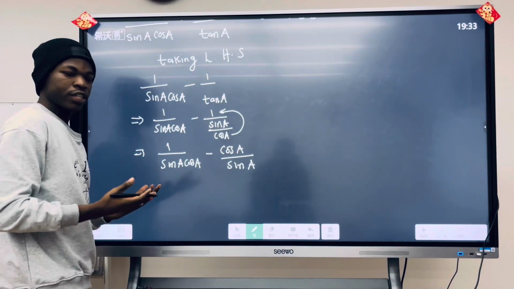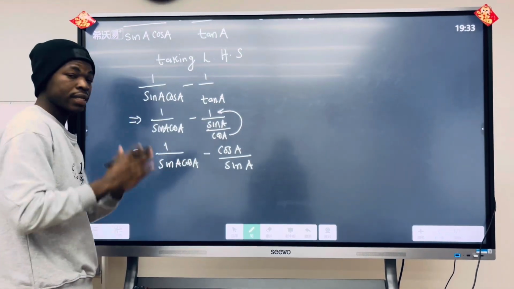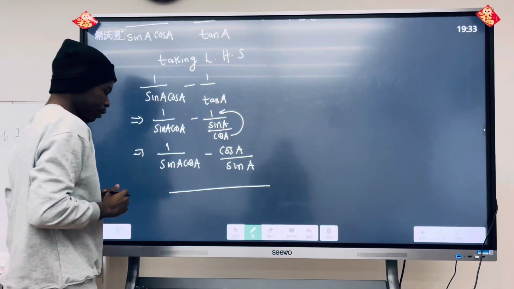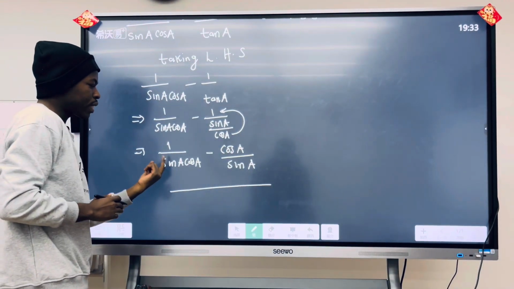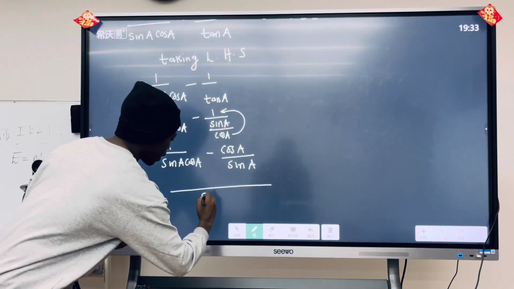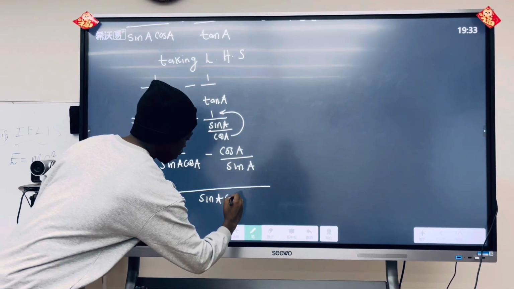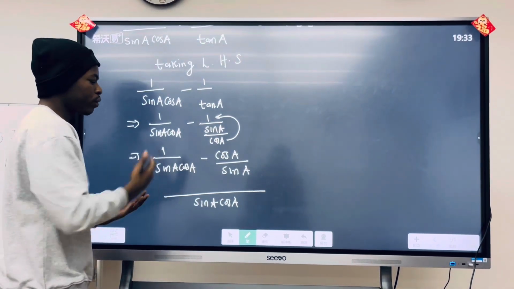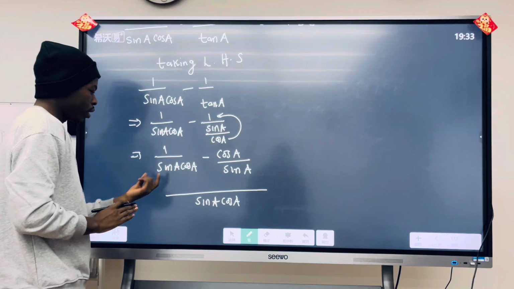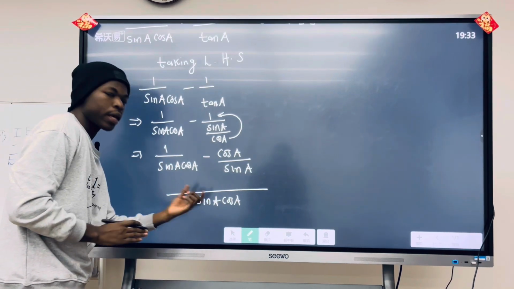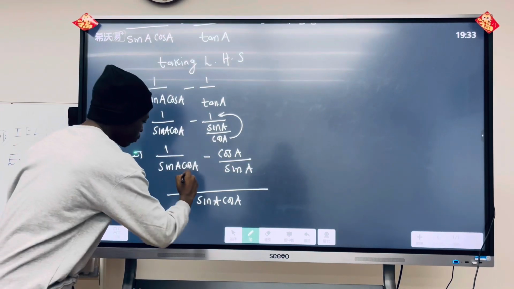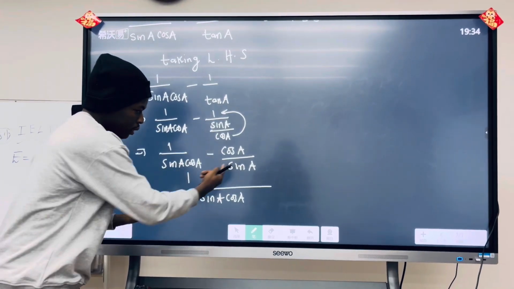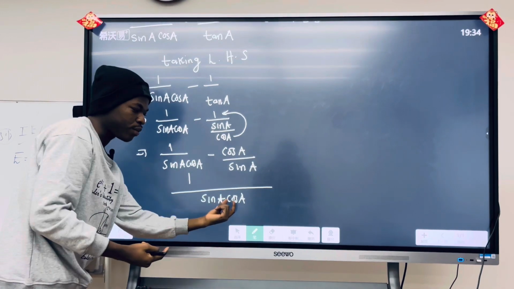You can see we have two partial fractions which we can express as a single fraction. All we need to do here is look for the lowest common denominator, which will be sine A cos A. Exactly the same thing we do when we're solving any fraction problem. Sine A cos A into sine A cos A is 1. Then 1 times 1, we're going to get 1. Sine A into sine A cos A, you can see that the sine A and the sine A will cancel. We're going to remain with cos A.